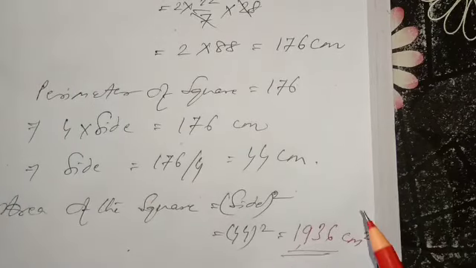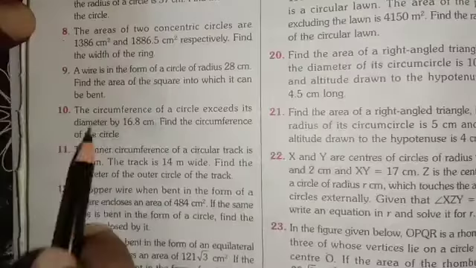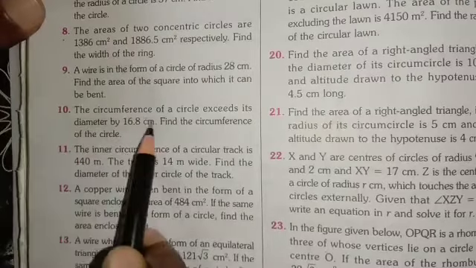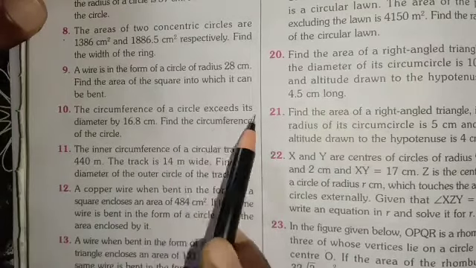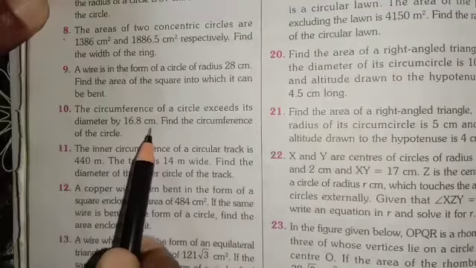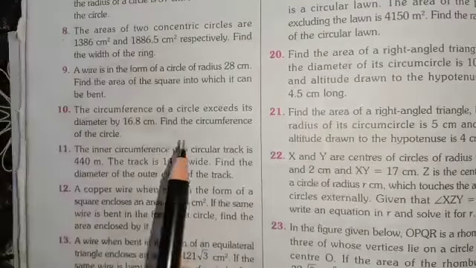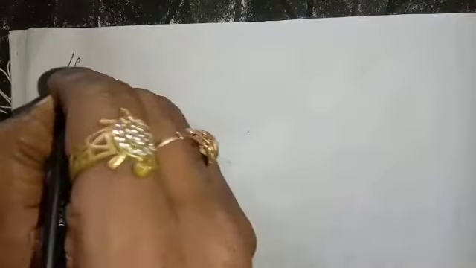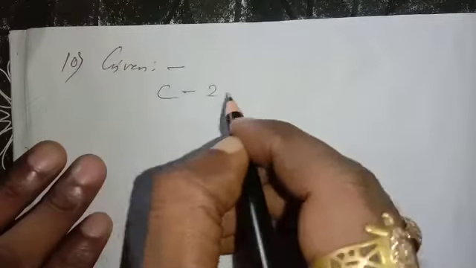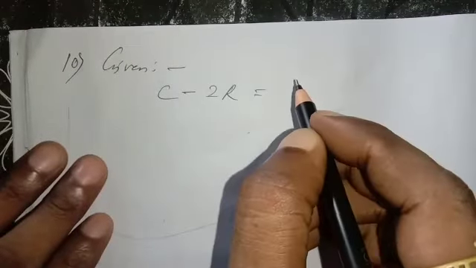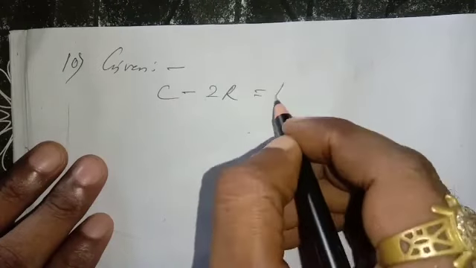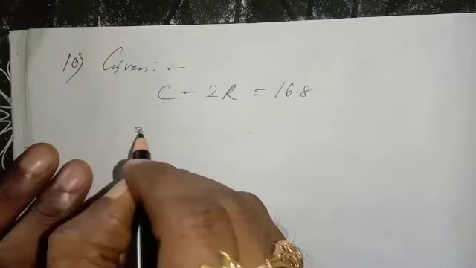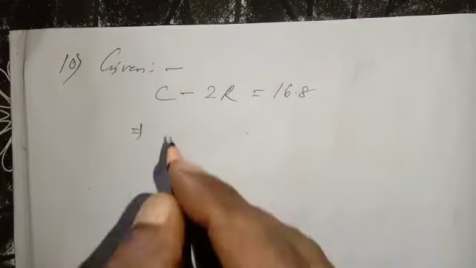Next comes question number 10. The circumference of a circle exceeds its diameter by 16.8 centimeter. Find the circumference of the circle. According to the question, circumference of the circle exceeds its diameter. So circumference minus diameter, that is 2r, equals 16.8. The circumference formula is 2 pi r.